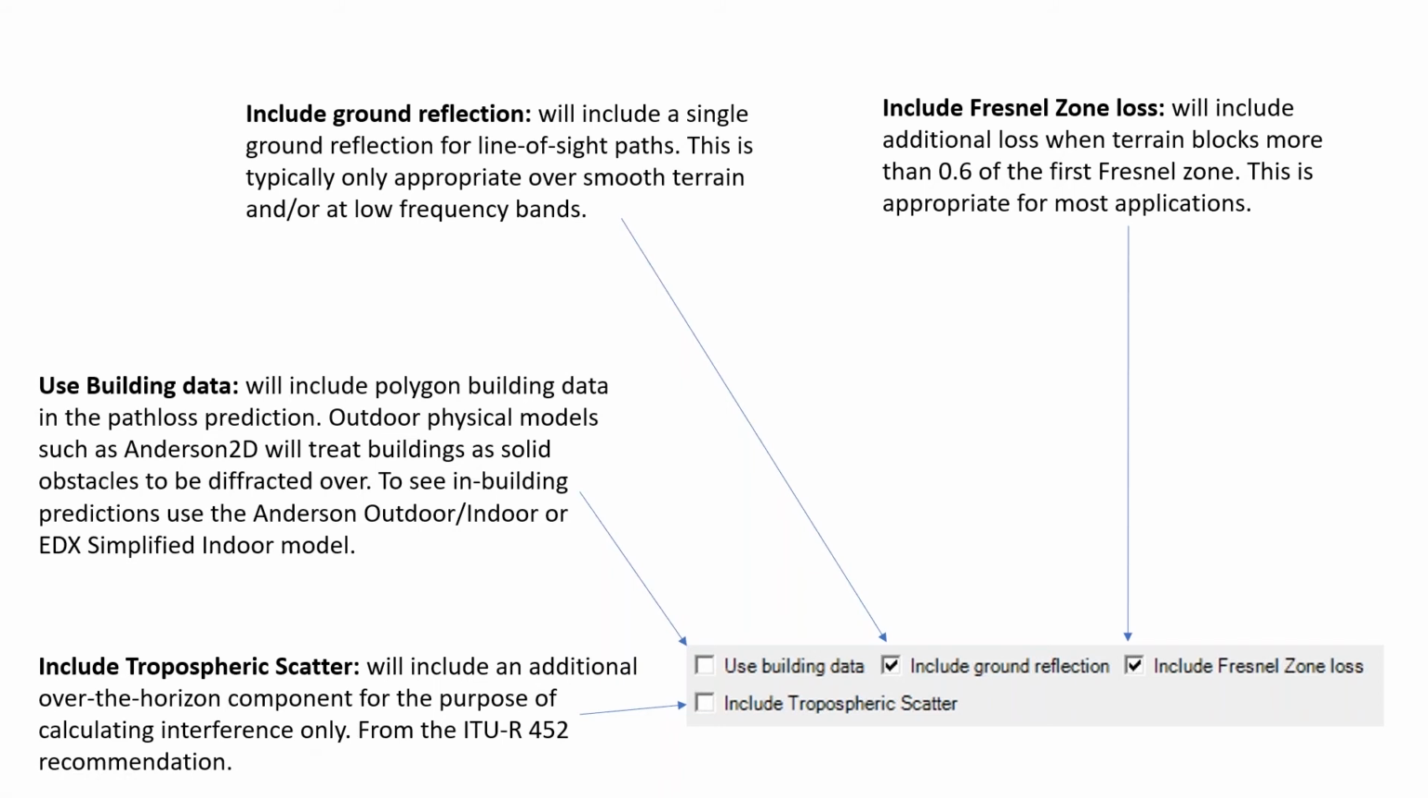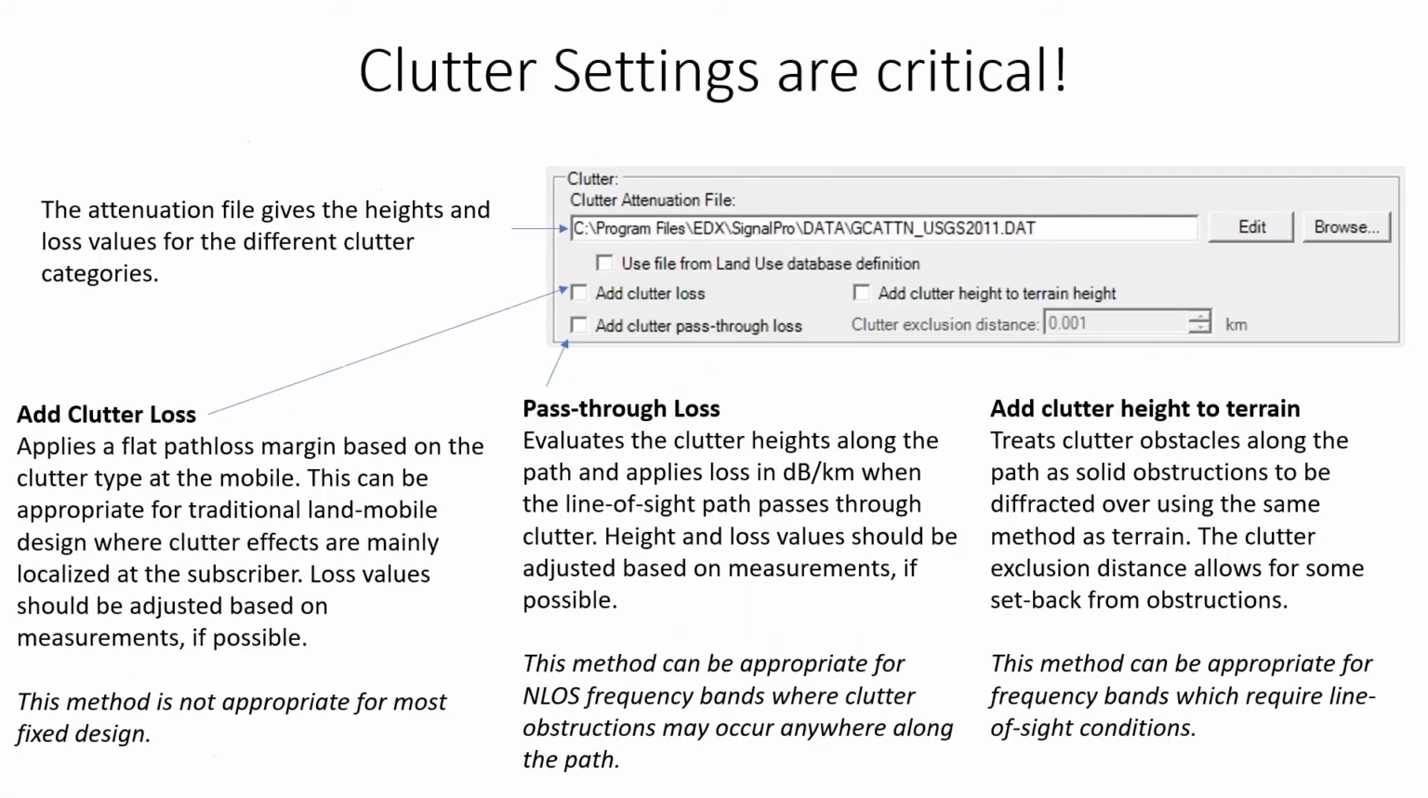The ITUR has a recommendation for accounting for interference from other over the horizon sites, and that's what this troposcatter module is for. So if you're not doing that specific use case, most of the time this switch will be off. And ground reflections, similarly, you'll want to switch that off for most applications, unless you're at a very low frequency band or over really smooth terrain somehow. Fresnel zone loss, on the other hand, should pretty much always be switched on, unless you have some really good reason for not wanting to include it.